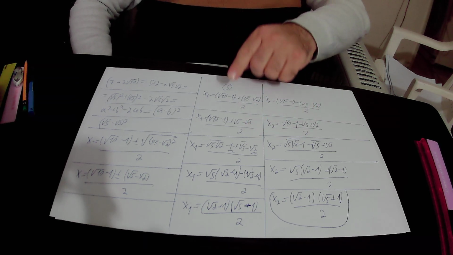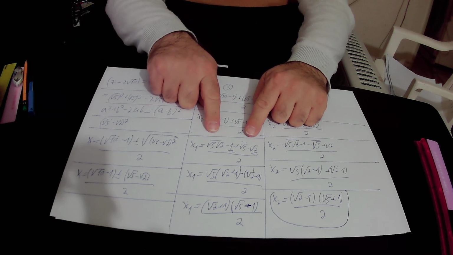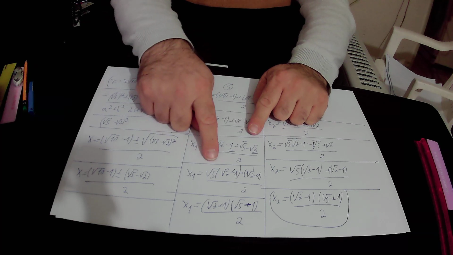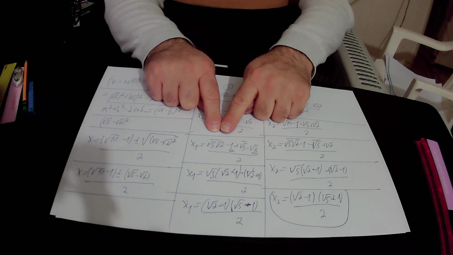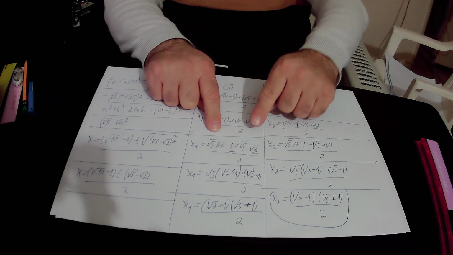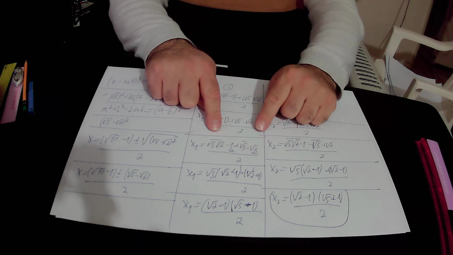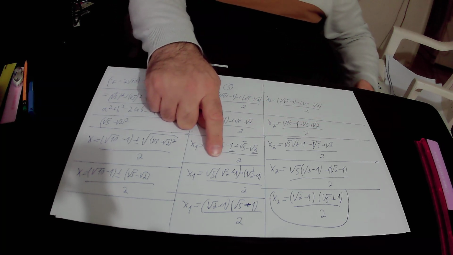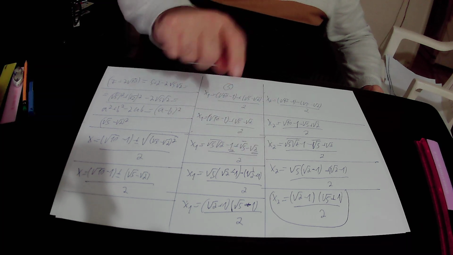Then we took square root of 5 as a common factor out of those two expressions. So we will have that x1 equals, here square root of 5 was taken out as a common factor, and from this expression what is left is square root of 2, and from this expression what is left is 1. So in conclusion, we got that x1 equals square root of 5 times square root of 2 plus 1 minus square root of 2 plus 1 over 2.